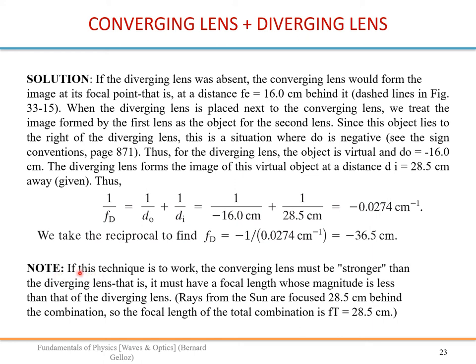There is an interesting note also here. The converging lens must be stronger than the diverging lens. That is, it must have a focal length whose magnitude is less than that of the diverging lens. So it must focus more strongly. This is what it means.